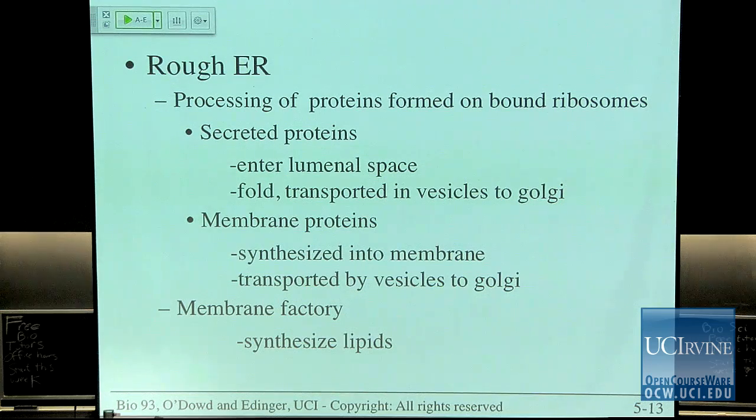And the rough ER can also make lipids, and that's really important. They make lots of phospholipids because they're always pinching off these pieces of membrane to form vesicles to transport the proteins that are being made to the Golgi.